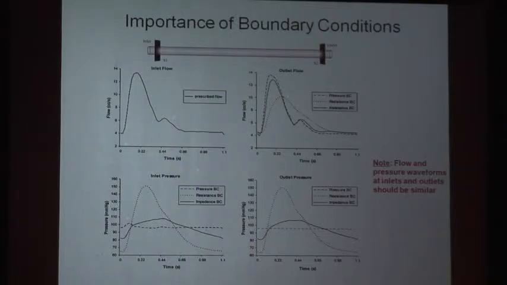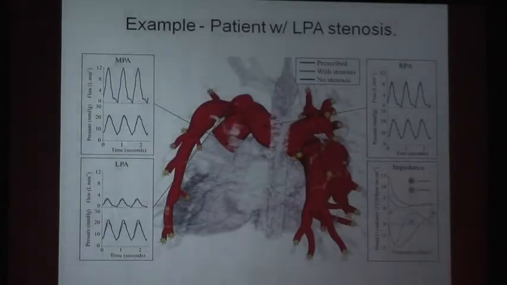So really you have to account for the wave phenomena downstream in order to model the waves upstream. This is just an example of how we applied this. This is a clinical case, and this is a child who had a disease called tetralogy of Fallot.